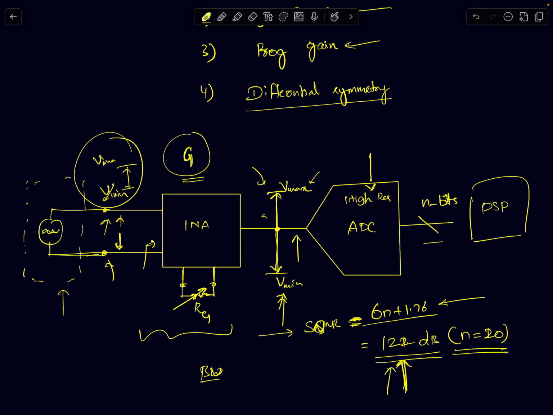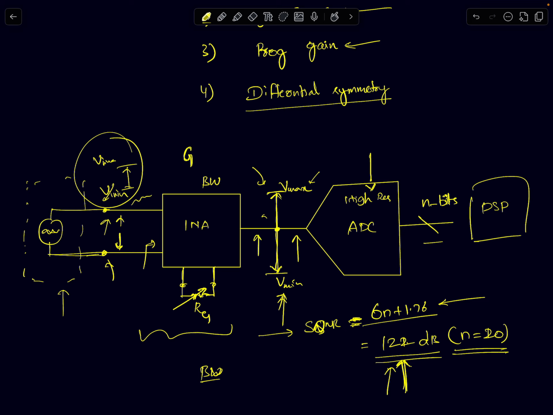The next very important specification is bandwidth, the frequency response of the instrumentation amplifier. I'll talk about the frequency response of the instrumentation amplifier in the next lecture, but the bandwidth also matters. Let's say your input signal changes suddenly, and your instrumentation amplifier should be able to reflect that change at the output.